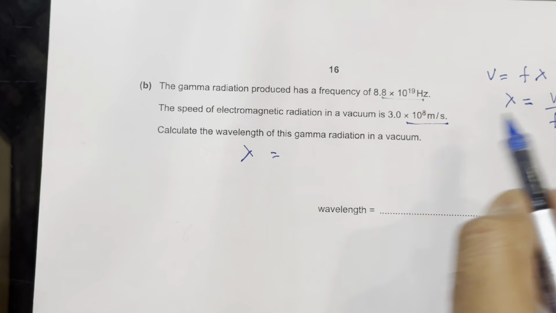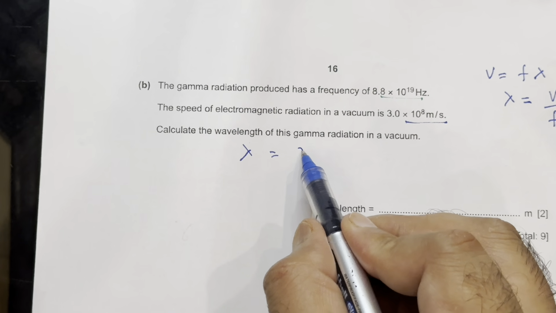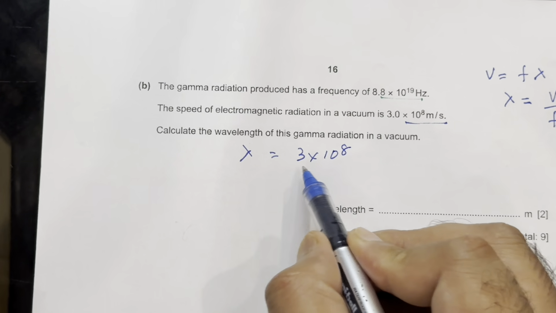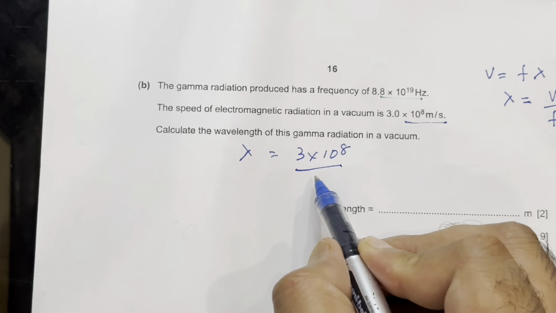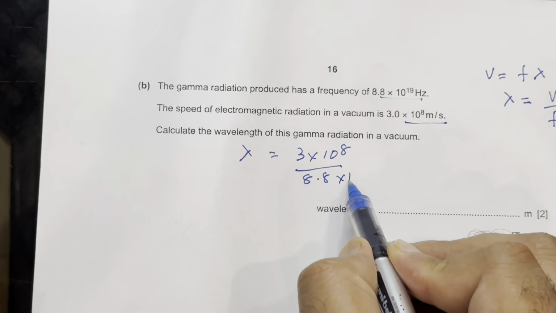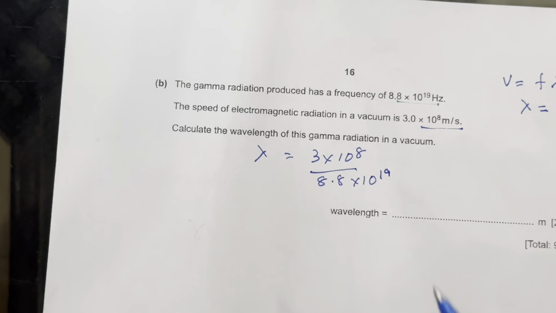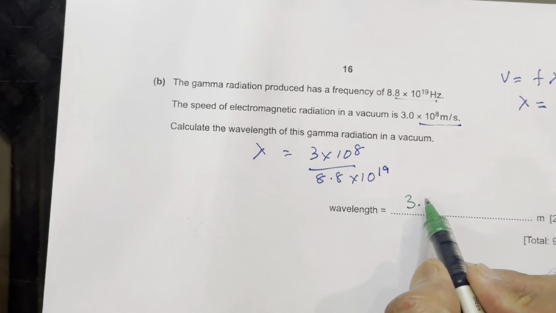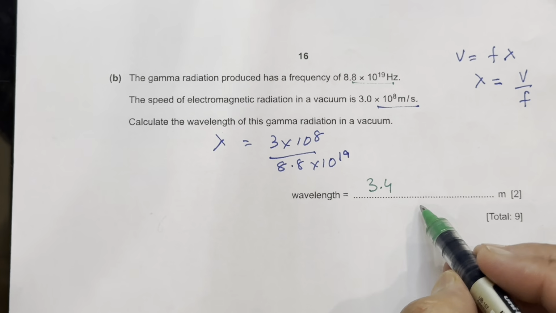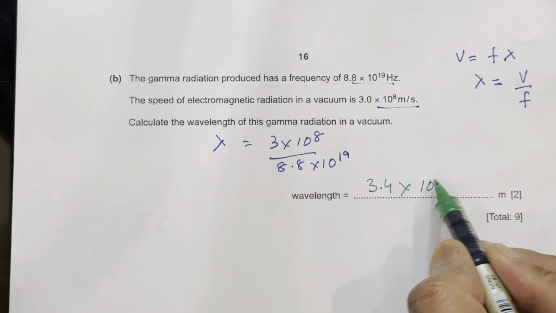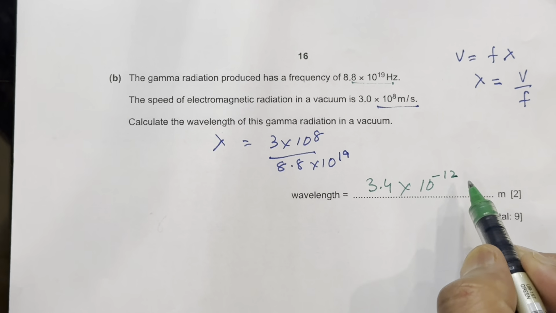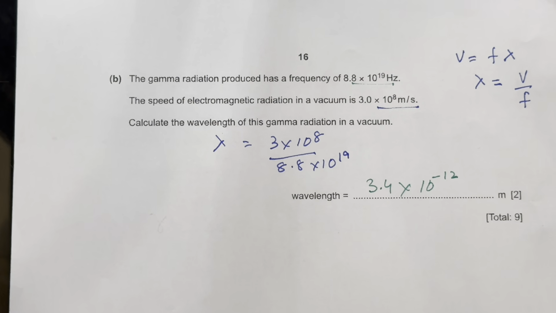After putting those values, v by f, v is equal to 3 into 10^8 and f is 8.8 into 10 to the power 19. Our answer would be like that, 3.4 into 10 to the power minus 12 meter. This is our wavelength.